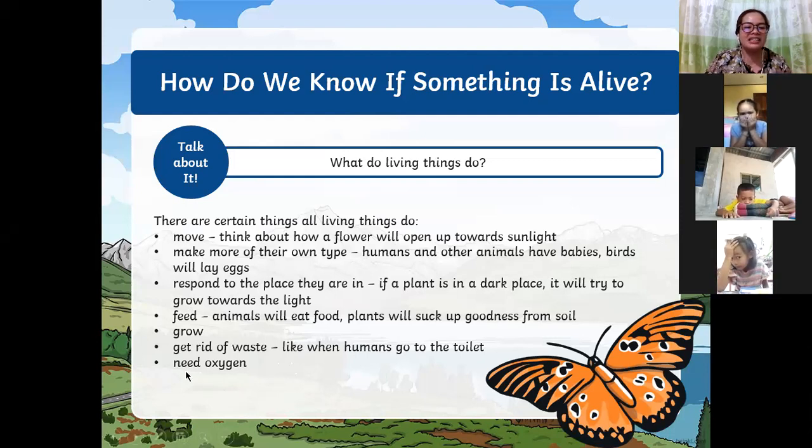Okay. Next is get rid of waste. That's why you go to the toilet, like every morning. It's because you are a living being. You poop in the toilet. So when humans go to the toilet, you poop in the toilet. It's because you are a living thing.